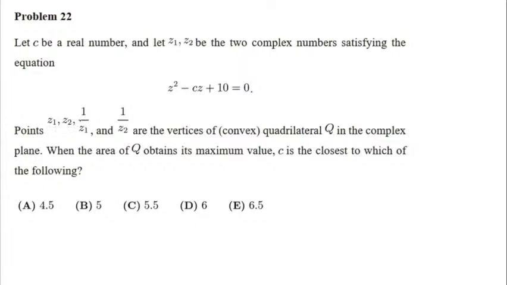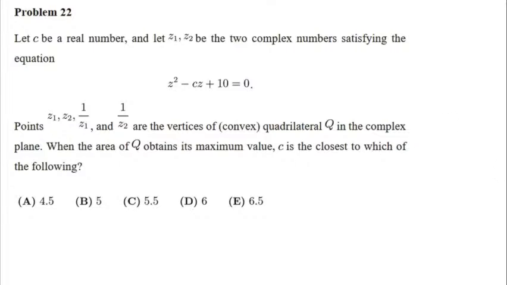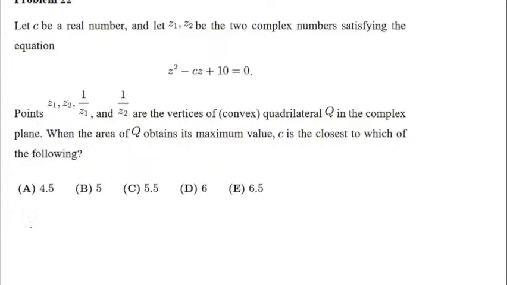AMC 12A 2022, problem number 22. Let c be a real number and let z1, z2 be the two complex numbers satisfying the given equation. Points z1, z2, 1 over z1, and 1 over z2 are the vertices of a convex quadrilateral Q in the complex plane. When the area of Q obtains its maximum value, c is the closest to which of the following? Okay, let's analyze. z1, z2 is what?